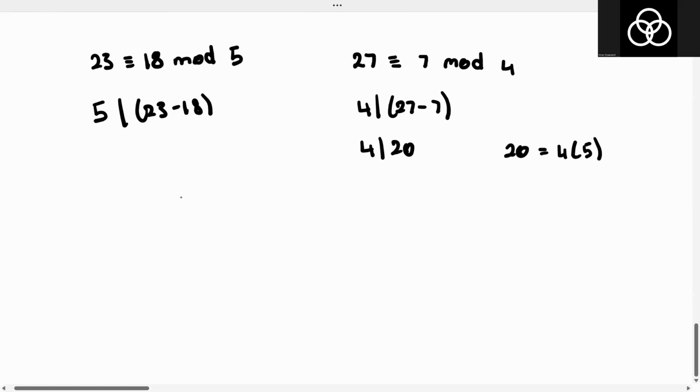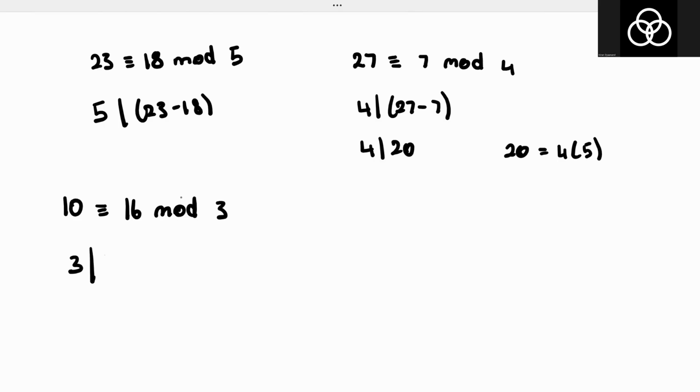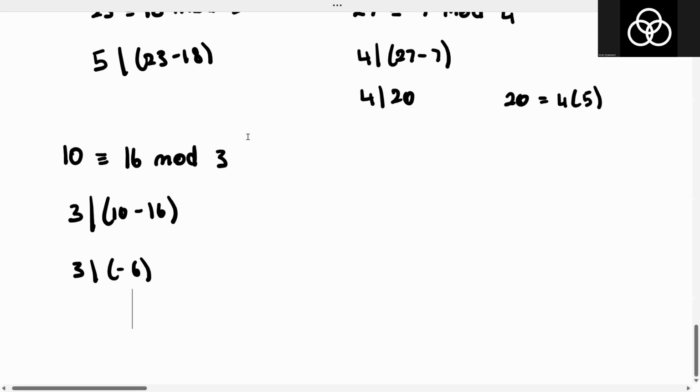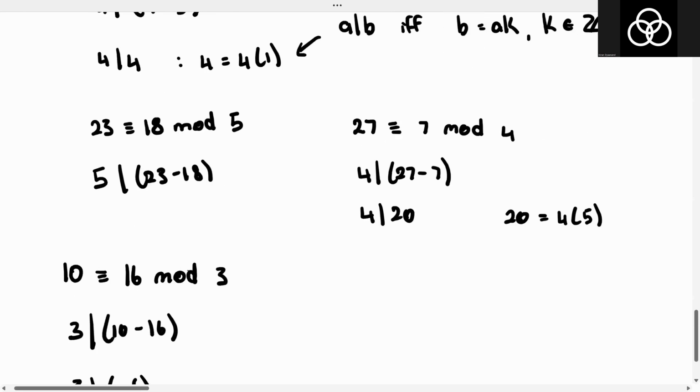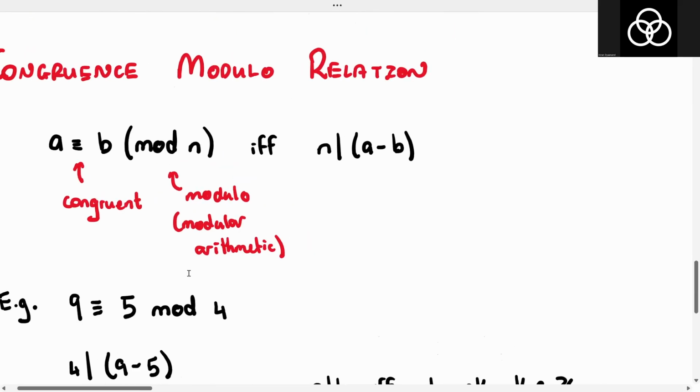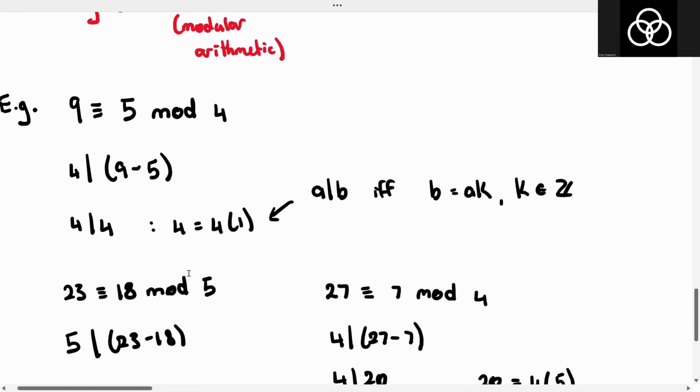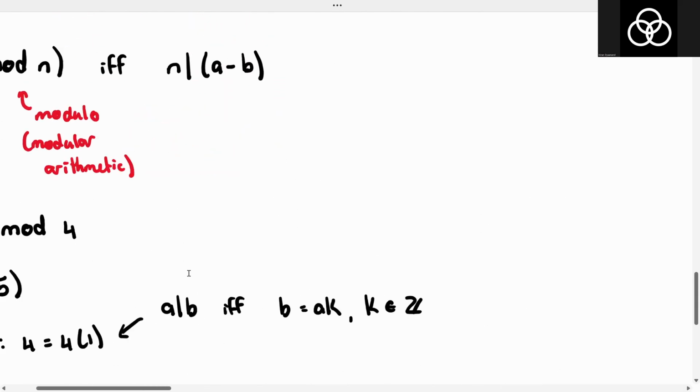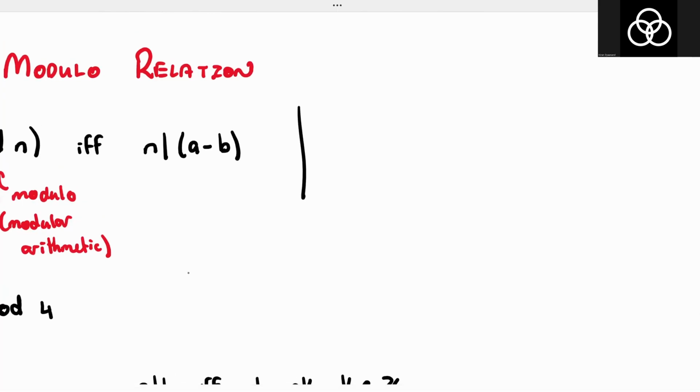So of course, this could actually also work this way. So let's say A is smaller. So let's say we had 10 is congruent to 16 mod 3. Is this true? Does 3 divide 10 minus 16? Does 3 divide minus 6? And of course, the answer is true here as well, right? Because when we deal with this operation, we are actually defining it on the set of integers because divisibility is defined on the set of integers, right?